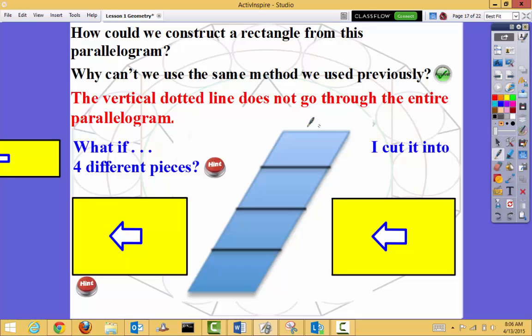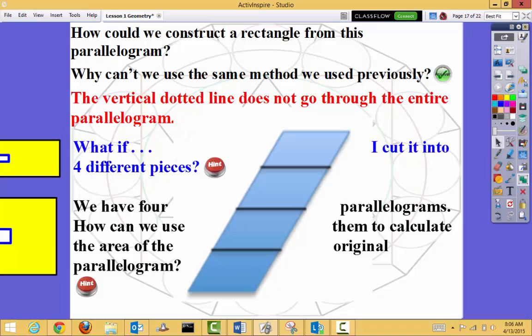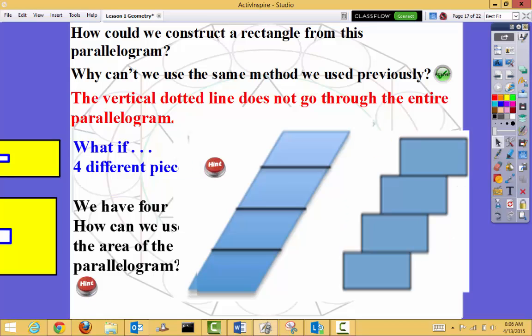Well, I know how to find the area of this shape, and I know how to find the area of this shape. So I actually know how to find the area of all 4 of those parallelograms. So we now have 4 parallelograms. How can we use them to calculate the area of the entire parallelogram? Well, look at this. Can you figure out how I get from here to here? It's what I've been working on this whole time. I'm just going to cut from here to the top, or from here to the bottom.